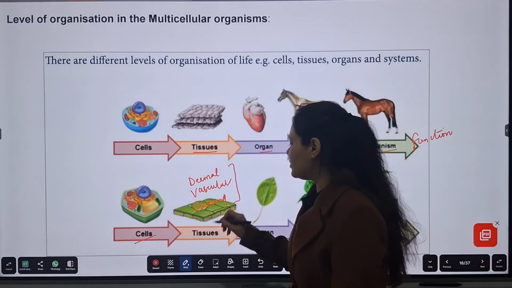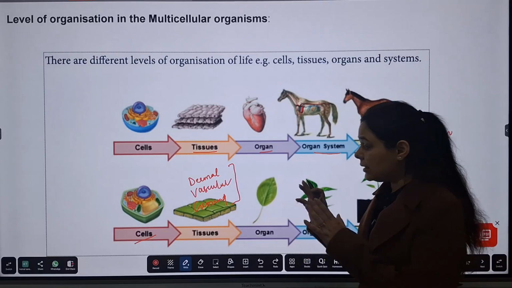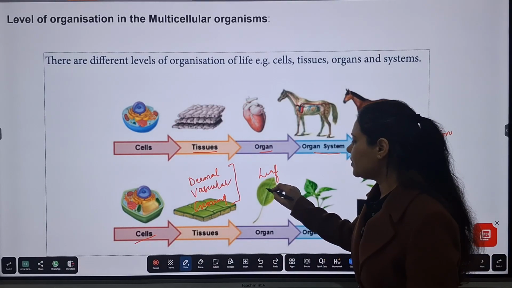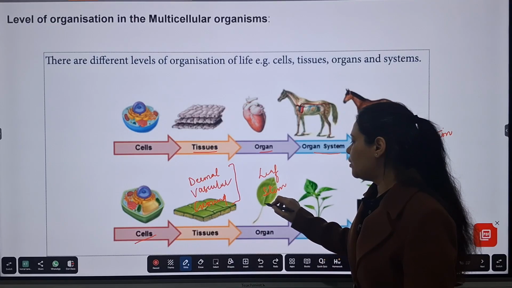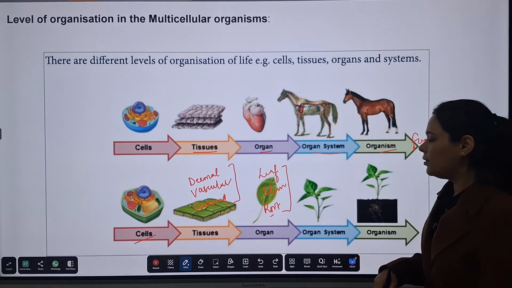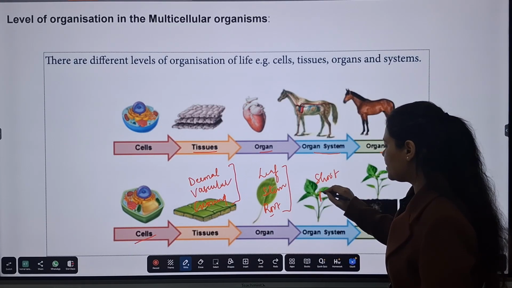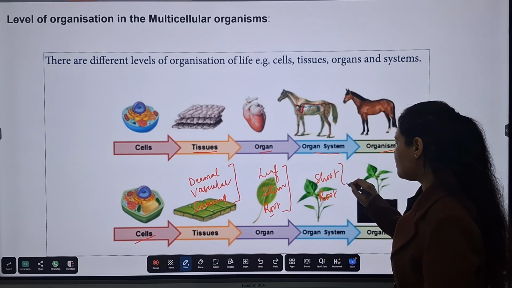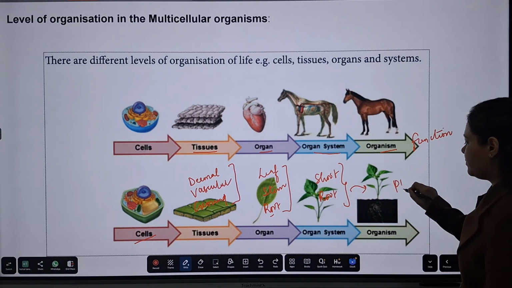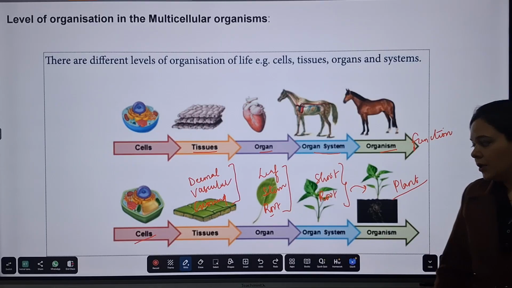So these tissues are present in case of plants. They group together to form an organ like leaf, stem, root, and different organs work together to form organ systems like shoot system, root system, and all these organ systems work together to make plant function as an efficient organism.